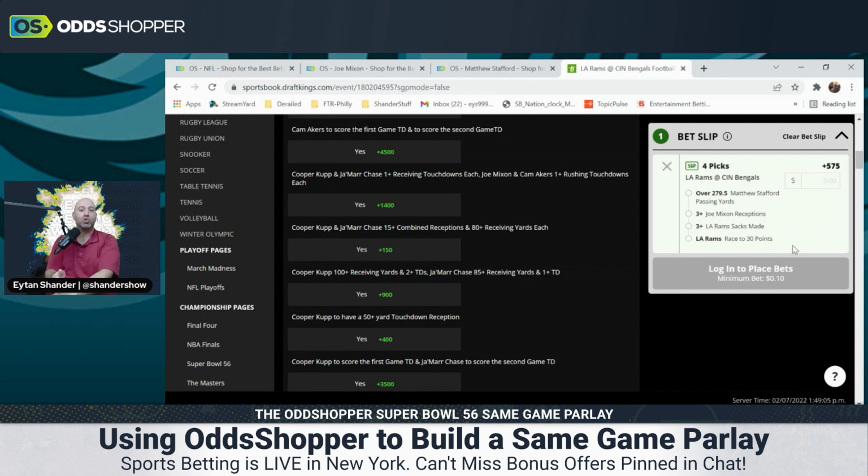Last play here, the Rams have got to 20 points 9 consecutive games. Really difficult, and that's why these last two are correlated. Really difficult to think that the Rams get to 20 and for whatever reason can't get to 30 as well. Bengals are not coming back. It's going to be really difficult, especially as we'll see Joe Burrow get pressured. So these last two correlate nicely where we have the Rams 3+ sacks and the Rams race to 30 points as we've seen 9 straight games them get to 20.